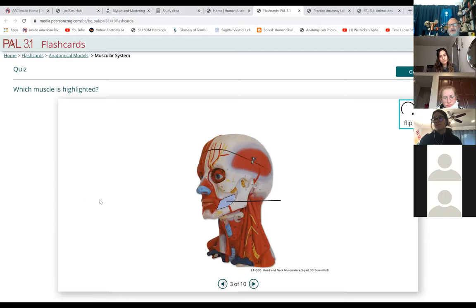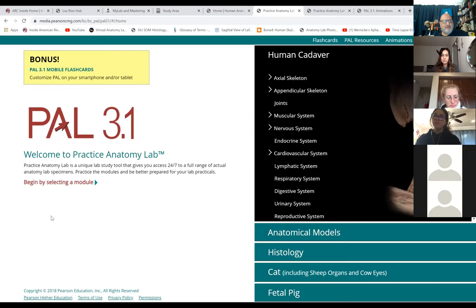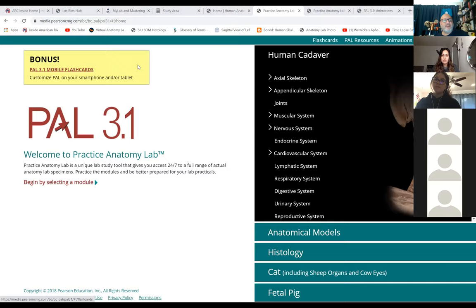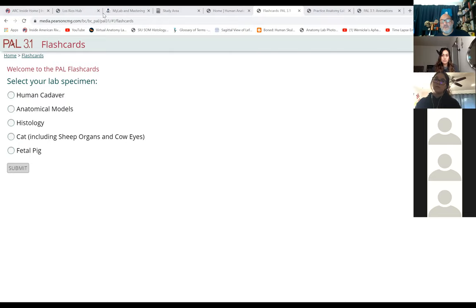And I believe these flashcards can actually also be downloaded onto your mobile app, phones. So you can actually download flashcards there. Into the flashcards, there is a, somewhere in here, there he is. Mobile flashcards. So you can actually make mobile flashcards that you're able to use on your phone as well. So again, if you've not used these resources already, please start, because these are the things that are going to help you to be successful in this section.